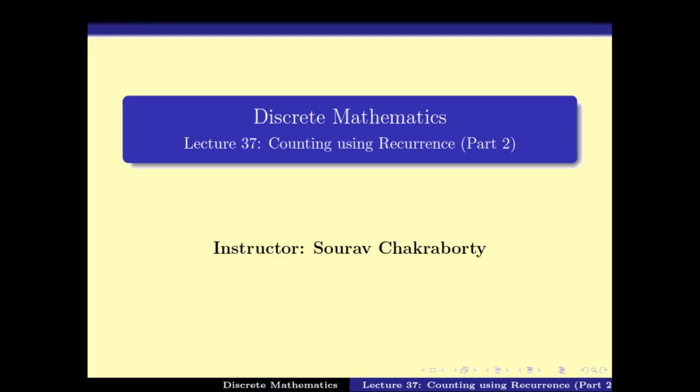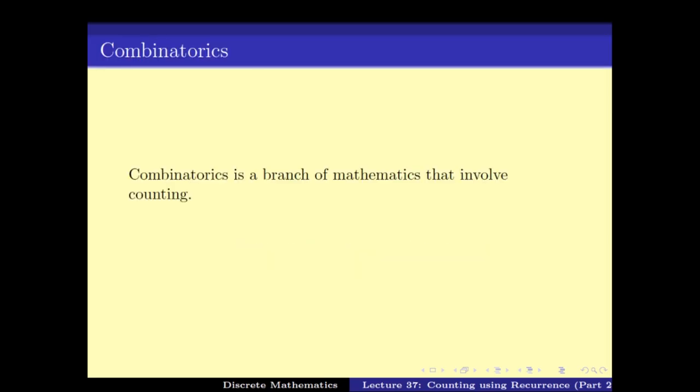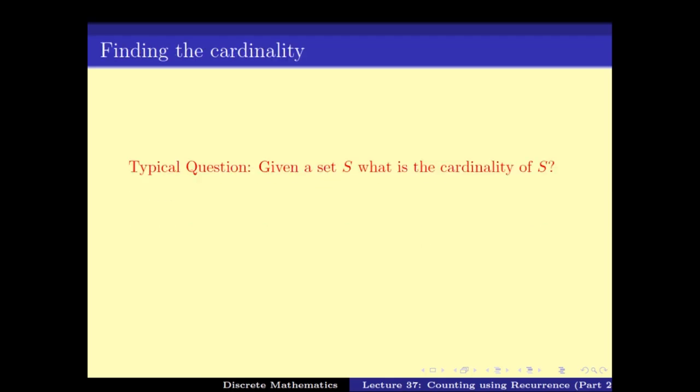Welcome back. So we have been looking at how to count using recurrences. So stepping back a little, we have been looking at combinatorics, which is a branch of mathematics involving counting. And the typical question is how to count the cardinality of a set. And here we mostly talk about the case when the set is given implicitly and not explicitly.